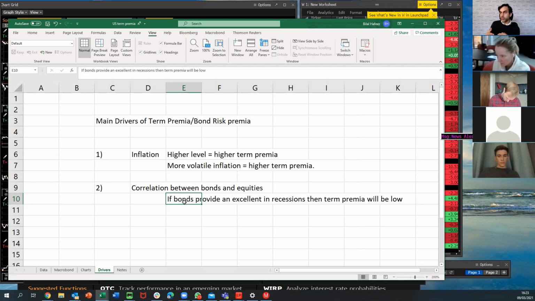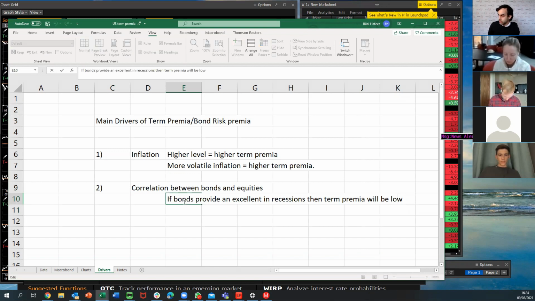And that's why a lot of people at the moment are trying to say, okay, if we're in an environment where we have a negative equity period, and bond yields don't fall, actually go up, the correlation is switching around. At the moment, the correlation is generally still such that if equities go down, bond yields also go down, or the bond price goes up. So you could say it's kind of a negative correlation between prices, which leads to lower term premia.